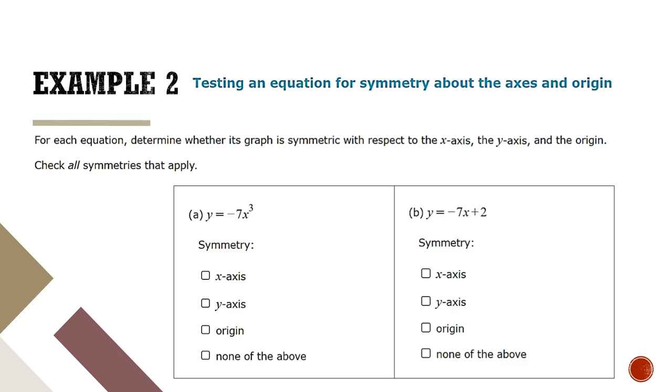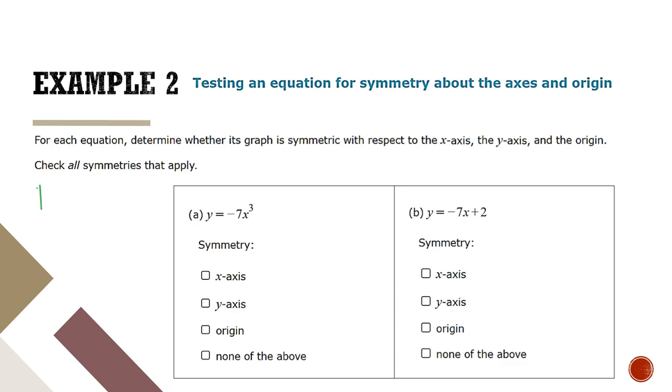Okay, in this example, we're testing an equation for symmetry about the axes and the origin. So we're going to figure out what they are, but we don't have a graph. And I would want you to do these algebraically and not just type it into a calculator. You will be able to type these in a calculator on a test or a quiz, but that is only to check. You'll still have to prove or show or justify this algebraically.